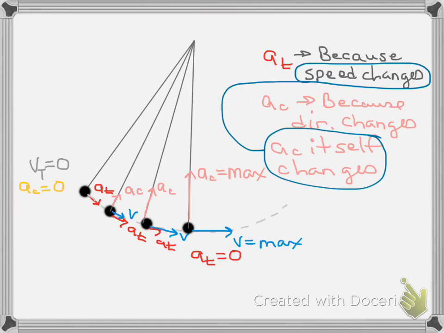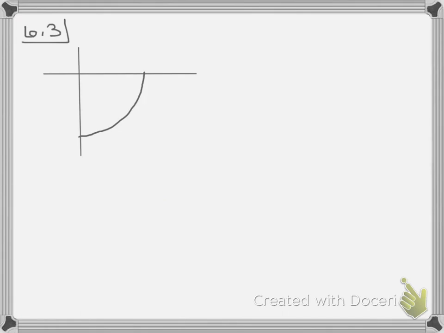This is an example of non-constant acceleration. That means the acceleration is accelerating. And this is the first example we've looked at this semester of an object that did not have a constant change in velocity or a constant acceleration. So let's work through a couple of examples.